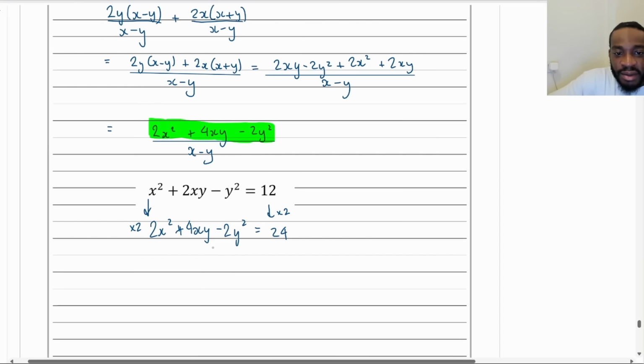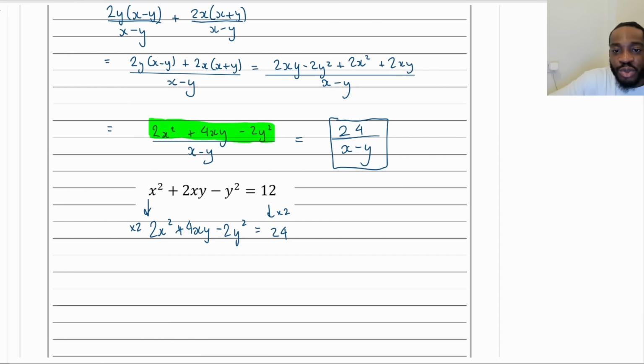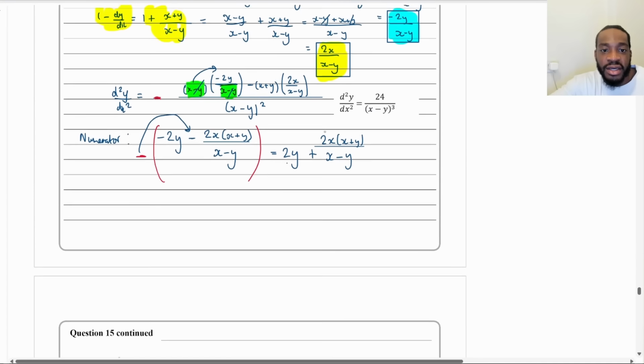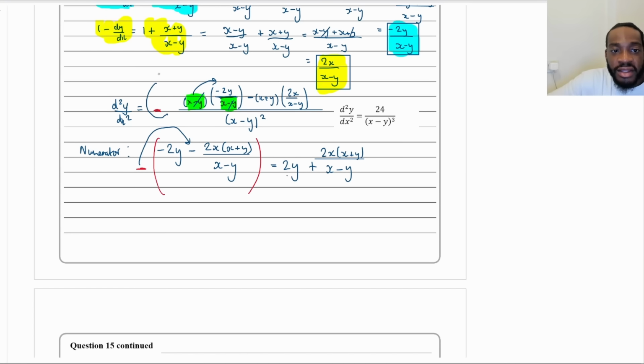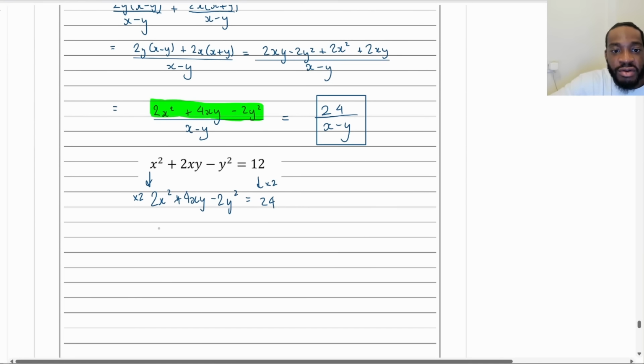Okay? So that means I can actually just say that this is actually just 24 over x - y, which is pretty nice. Now remember, algebraically, we have just been dealing with the numerator. Remember, the denominator is (x - y) all squared. So we've worked out this whole thing right here. This whole thing right here is literally just 24 over x - y, okay? So what I can do now is bring it back, okay? So therefore, I can say this.